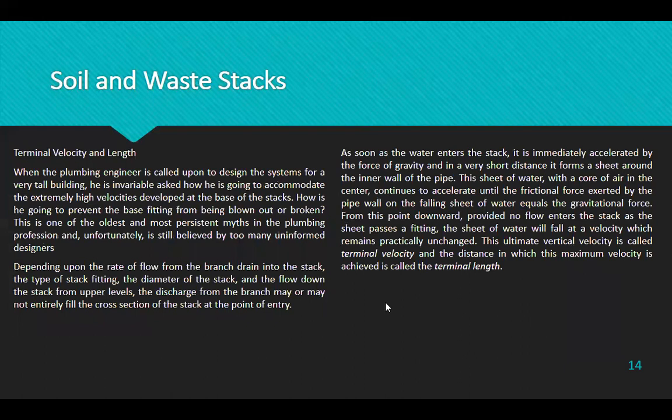Now, terminal velocity and length. So when the plumbing engineer is called upon to design the systems for a very tall building, he is invariably asked how he is going to accommodate the extremely high velocities developed at the base of the stacks. Diba naman, sa taas ng building, pagdating sa baba, mataas yung velocity, diba, yung gravity. So, hindi yun totoo sa plumbing kasi may pipe, may pipe. So, how is he going to prevent the base fitting from being blown out or broken? Diba, sira daw kasi naka-pressure.